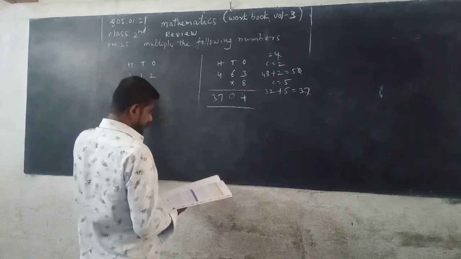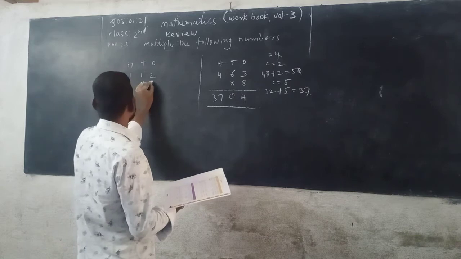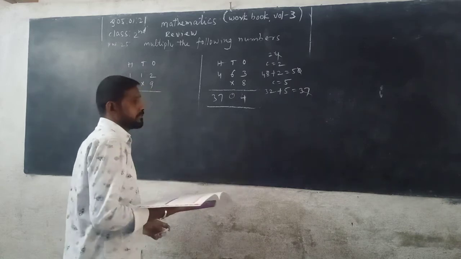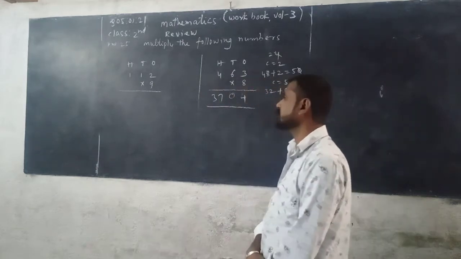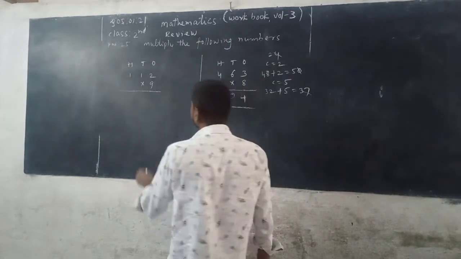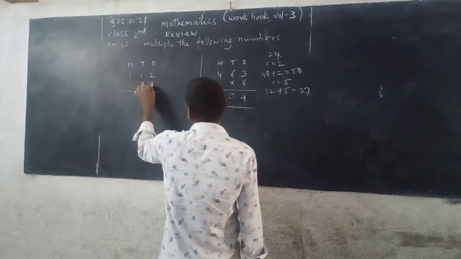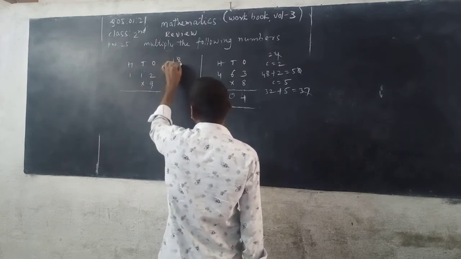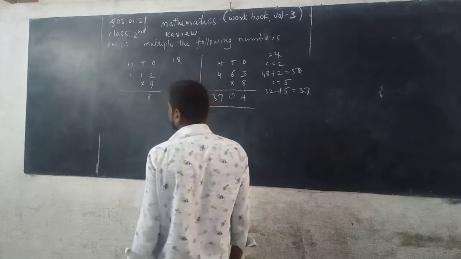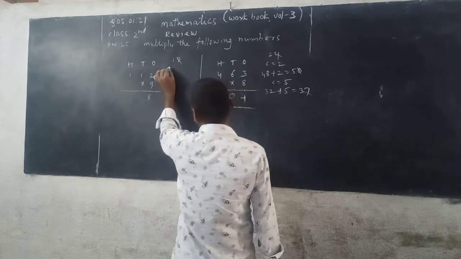112 into 9. First, write the given number column-wise according to their places. We multiply the digits in the ones place first. 2 with 9. 9 2s are 18. 18 is a 2-digit number. In it, 8 is taken and written down in the ones column, and carry 1.